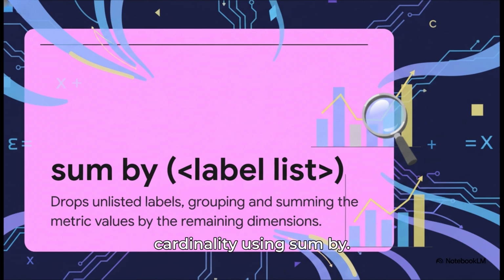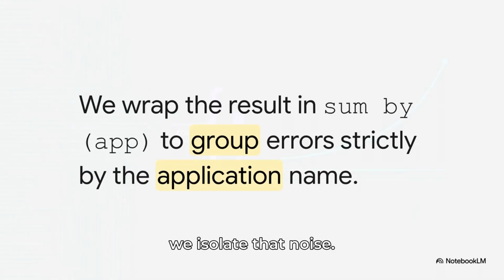We control this cardinality using SumBy. It's an aggregation operator that essentially drops all the labels you don't explicitly list, grouping and summing the metric values by the remaining dimensions. In modern observability, this is pretty much the gold standard for service-level comparisons. Here is exactly how we isolate that noise.